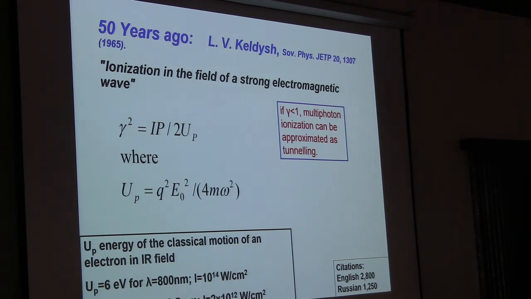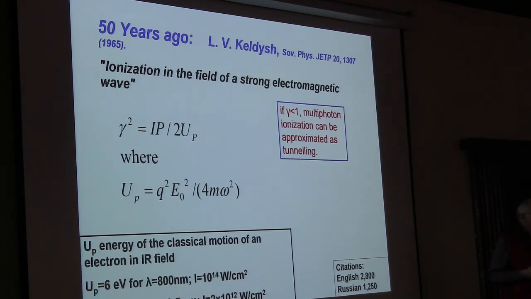50 years ago, Keldysh, writing in the Soviet literature in 1964, wrote a paper which he called "Ionization in the Field of a Strong Electromagnetic Wave." In this paper, he described placing an atom or a solid inside the field. He did both; they were simultaneously treated. In the case of a solid, you can think about a band-to-band transition. In the case of an atom, you think of ionization.